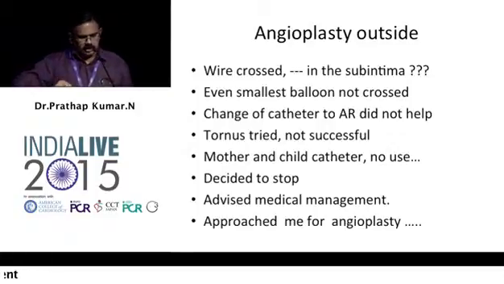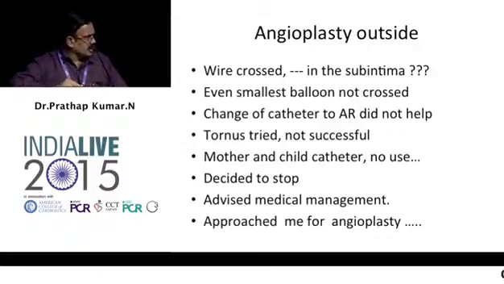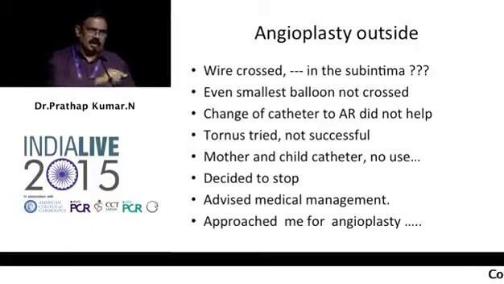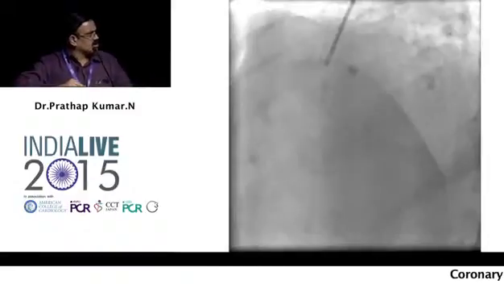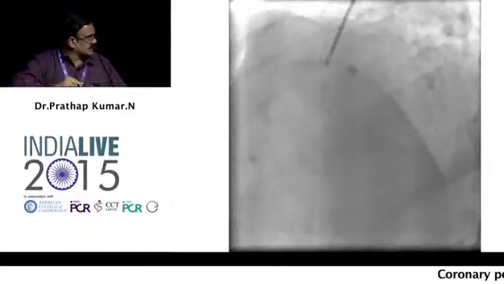They tried a Tornus, it was not successful. Mother and child catheter was tried, no use. Decided to stop, and then advised medical management. In that bargain, actually, they put a stent in the proximal part. This was the angiogram. Patient came to me after 2 weeks.